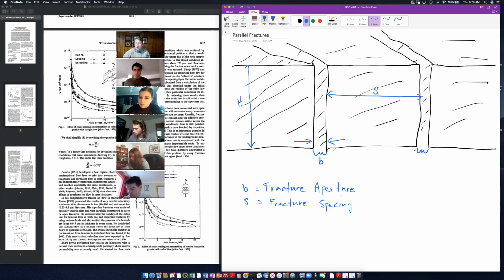All right, and then we'll talk a lot about some length here, L, which includes two fractures and a matrix block in between. All right, so L is equal to S plus 2B.